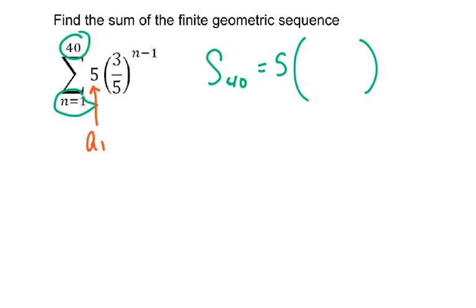That makes 3/5 what our r value is. Be careful with parentheses. It's 3/5, the whole thing to the n power, over 1 minus 3/5. We put that in our calculator to get the total sum, and it ends up being 12.5.